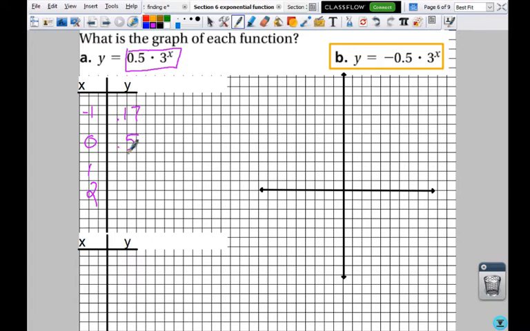0.17, 0.5, I can't remember 4 numbers apparently. 1.5, 4.5. Excuse me. Alright, so we have our table, we're going to graph it.